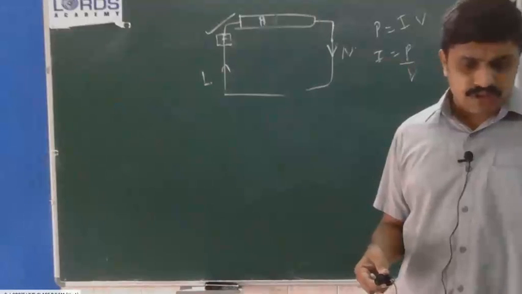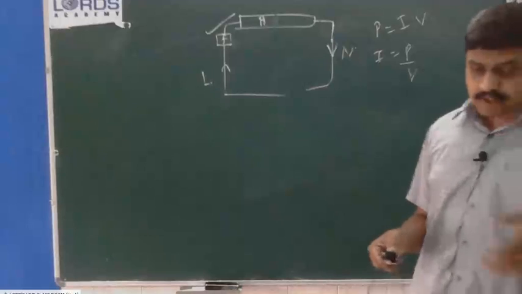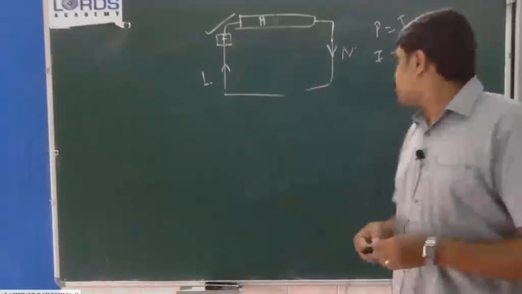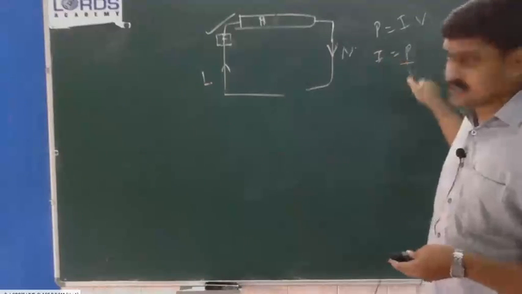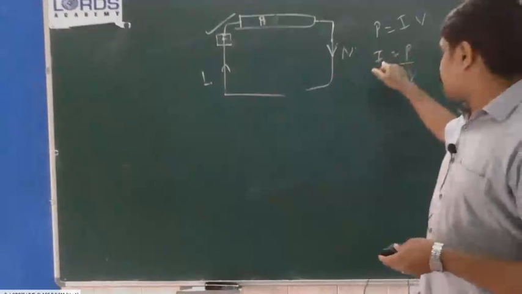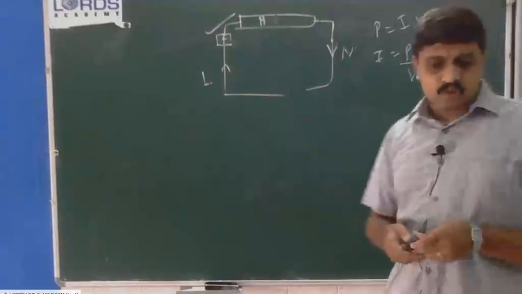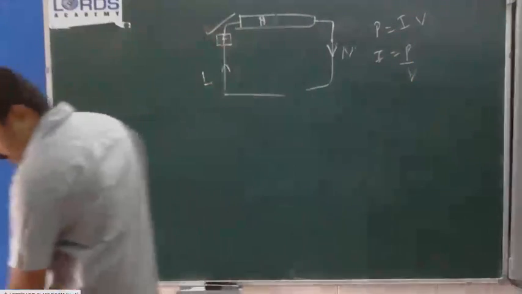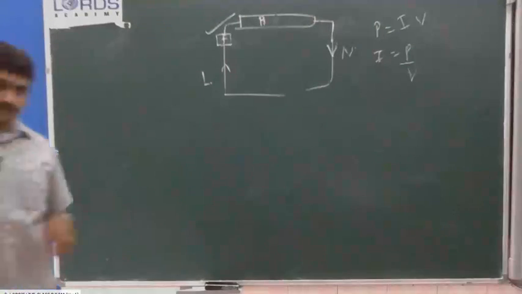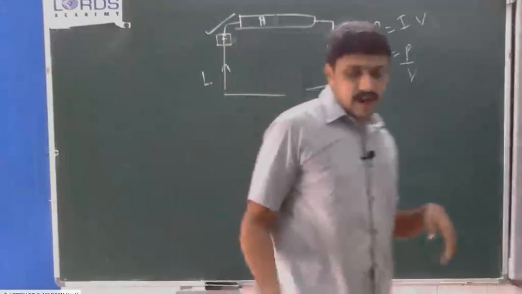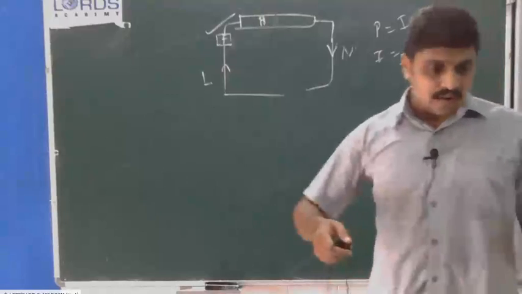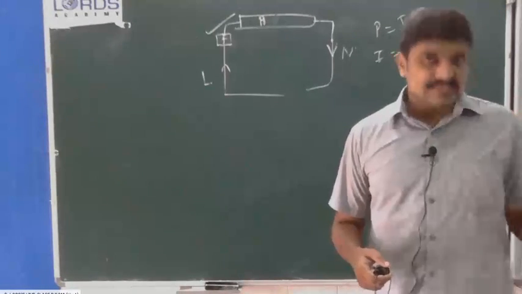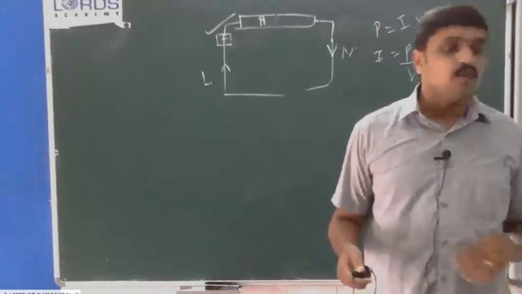The table is not needed. The current rating equation is needed. Current rating is total power P by V. We already discussed this. P by V, that is current rating. So that is the current allowed to pass through the fuse. Always connect equipment which is less than the rating of the fuse. Like that only it will work properly.